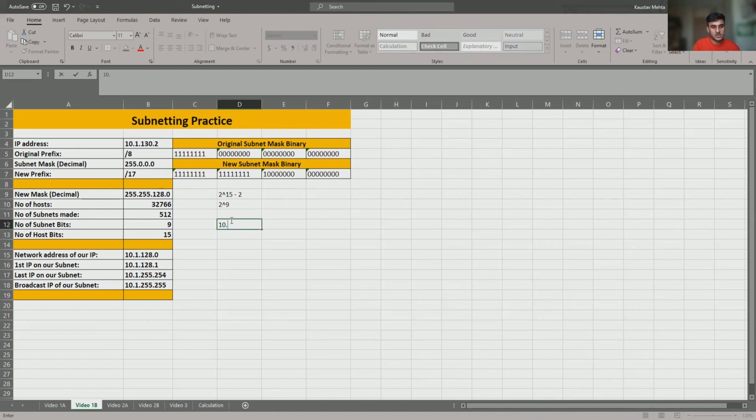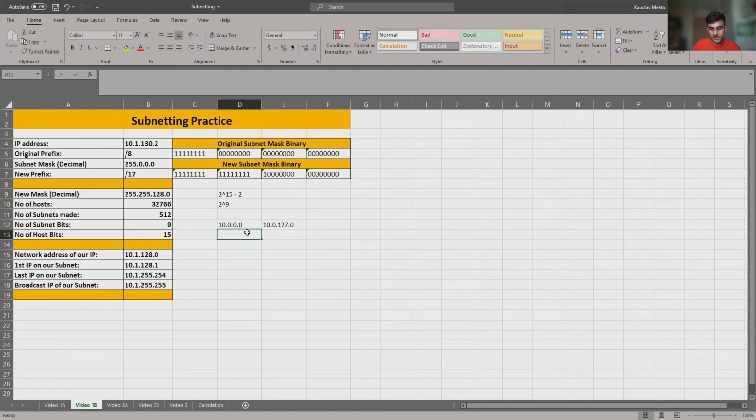Let's start with 10.0, since it was a /8 prefix. So if you're starting with 10.0.0.0, our first iteration will be 10.0.128.0. So our magic number comes in first, which is 128. Now the second, this will be 127. Yeah, so that's the range for the first one.